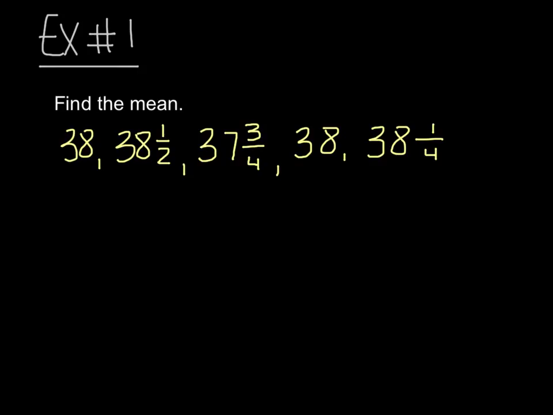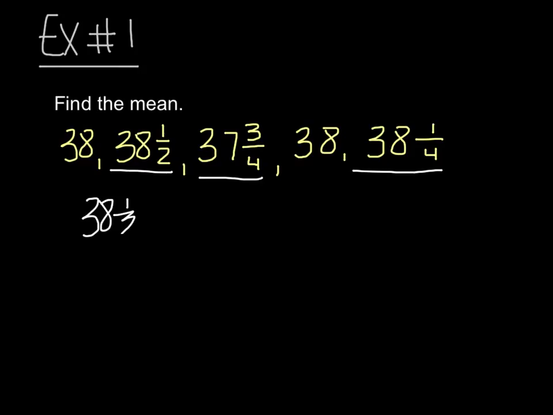Example 1, we're just finding the mean. But as you can tell, we have some fractions. So you have to remember how to add fractions, because to find the mean, we add them all up and then divide by how many numbers there are. So let's just deal with the numbers that have fractions first.